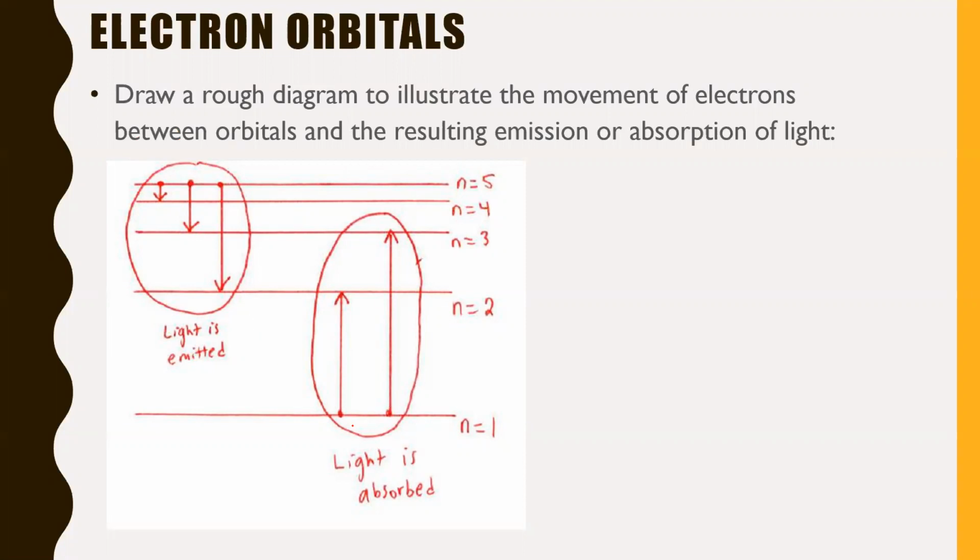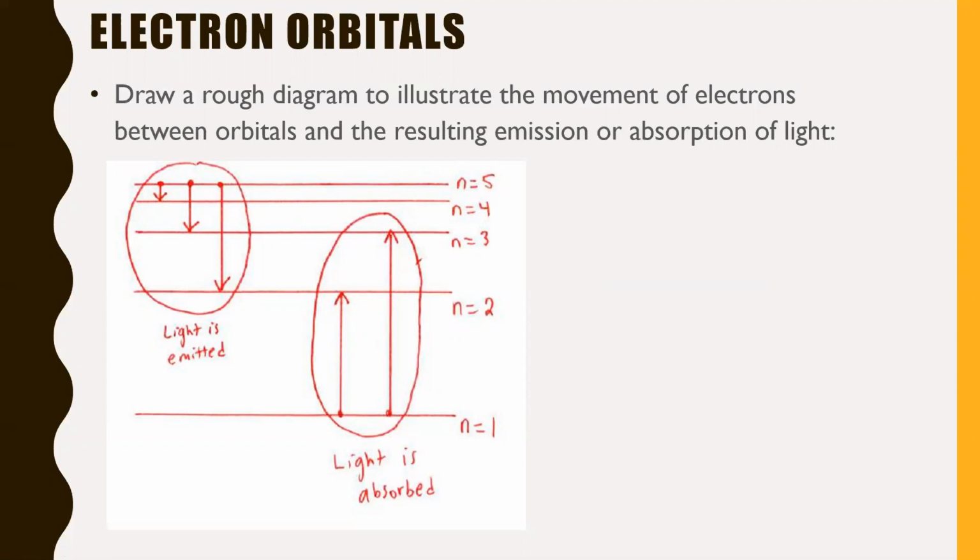On the other hand, if you were going to go from a lower orbital to a higher orbital, in order to get your electron out there, you need to absorb some energy. And that energy, generally speaking, comes from light. So a certain amount of light energy would have to be absorbed in order to get that electron to move to an outer orbital shell. In other words, the energy has to come from somewhere.